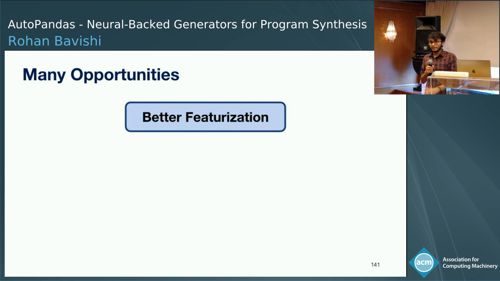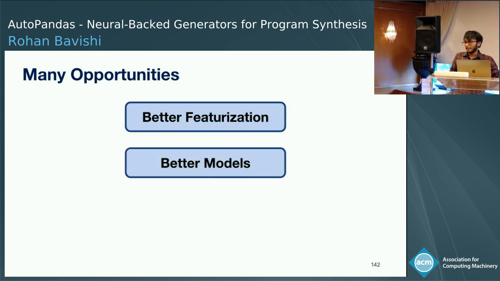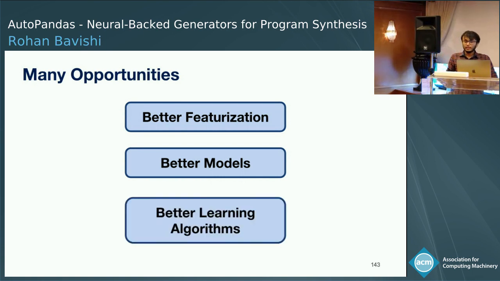There are still many opportunities. A lot can be done with this work. Featureization is not the best one. Perhaps something can be done more with the models. Maybe graph neural networks are not the answer. Something better exists out there. And maybe there are better learning algorithms. But as I said, the focus of this work is introducing the generators idea.